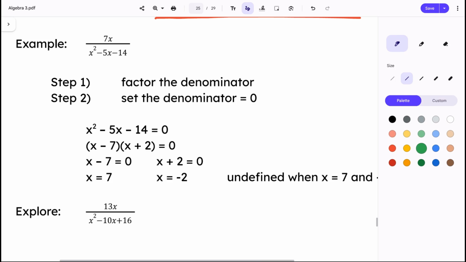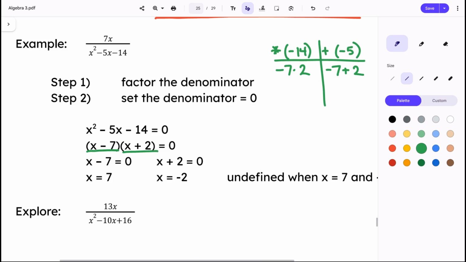So if you think about this to yourself, you're going to find two numbers that multiply to that negative 14 and add to negative 5. What numbers are going to do that? Negative 7 and positive 2. Good. So you can see how they did that down here. They wrote x minus 7 and x plus 2 to get their factors.